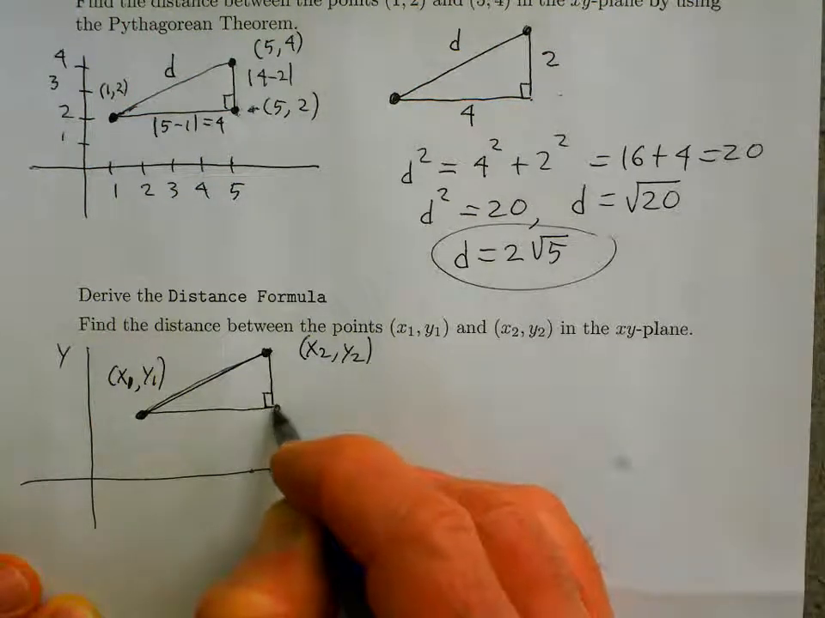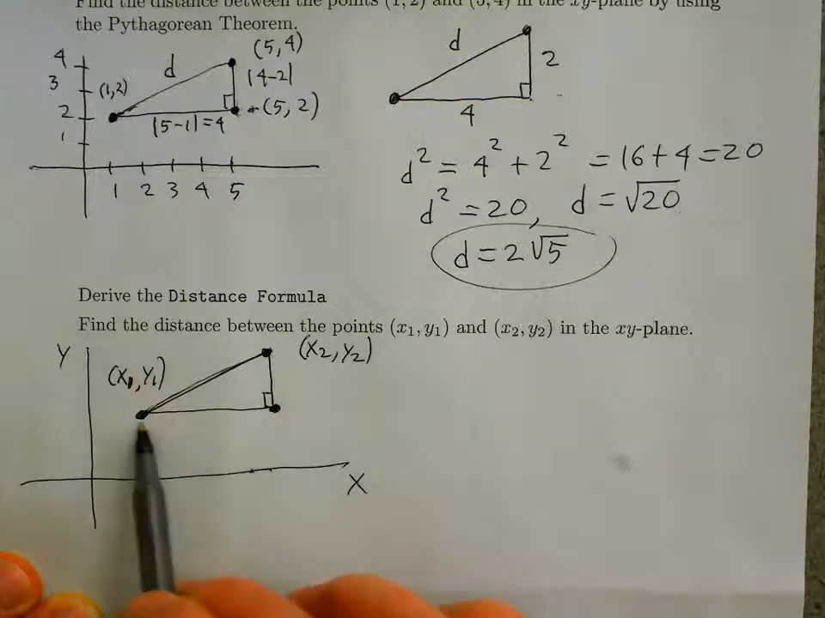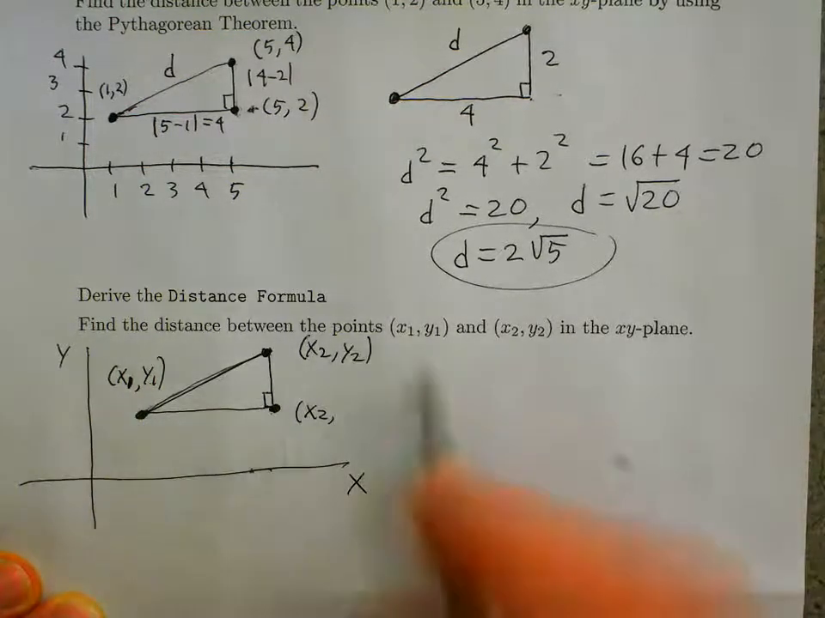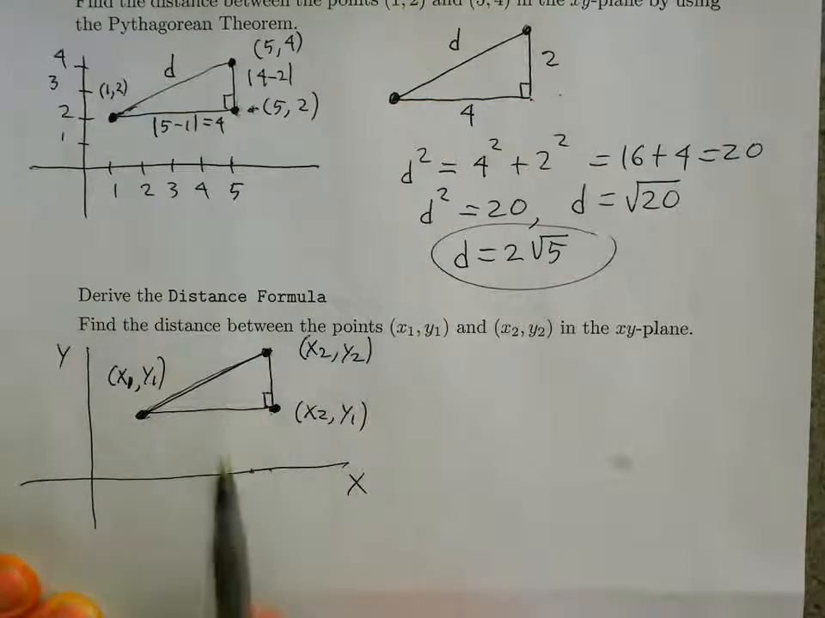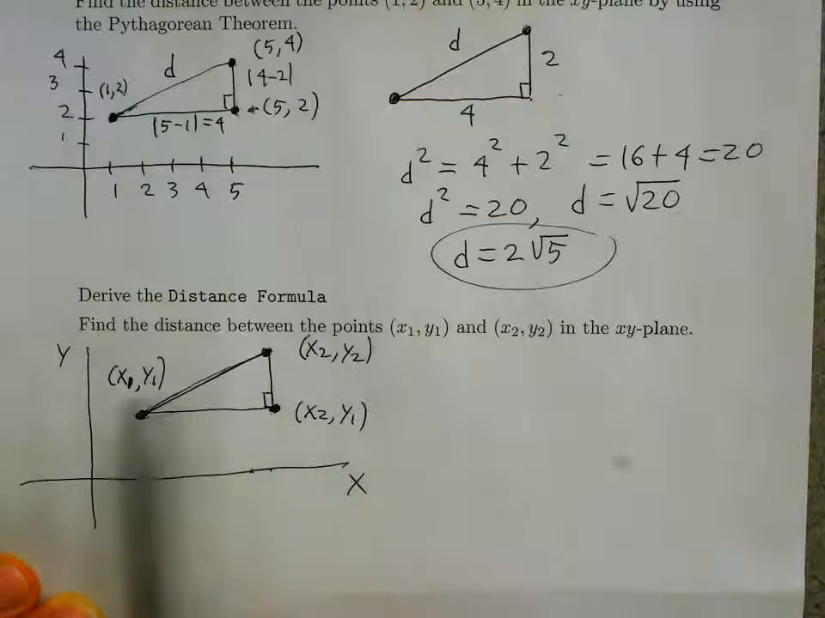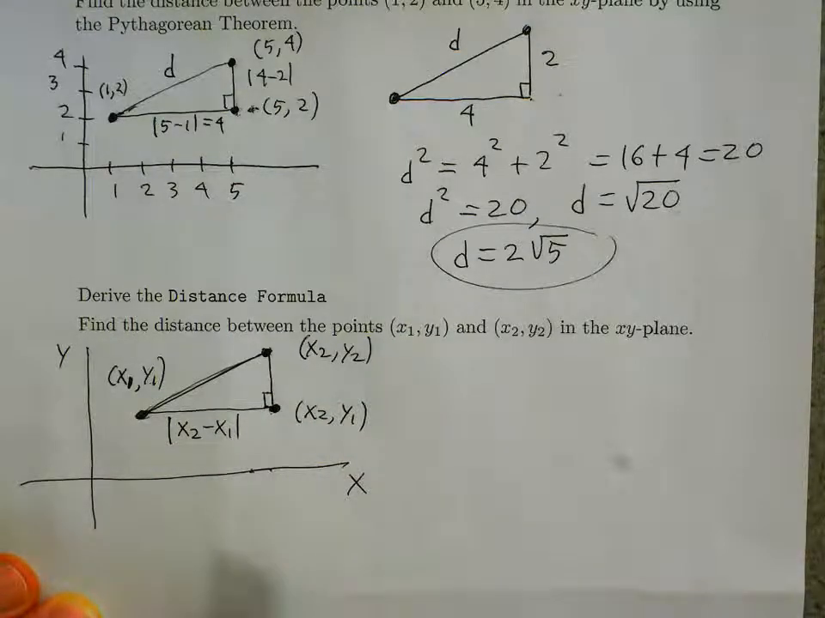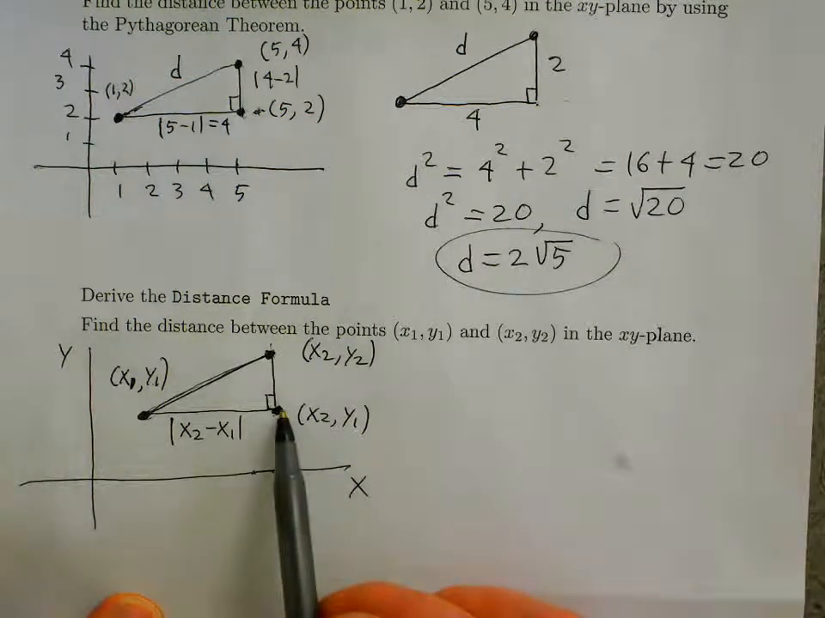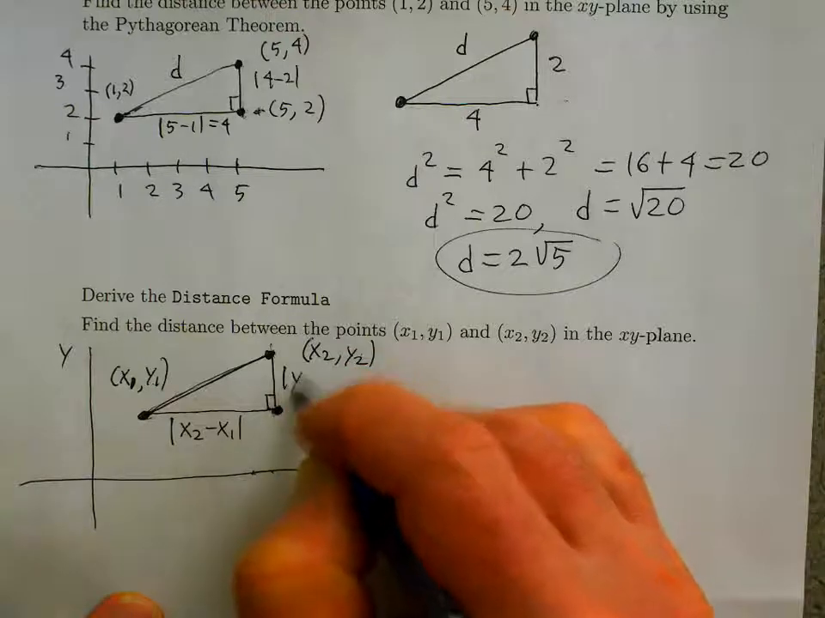Okay, so we'll use the same idea. The coordinates of this point on the right triangle, the vertex of the right angle: this x coordinate is x2, and the y coordinate is y1. And so the length of the horizontal side can be represented by the absolute value of the difference of the x coordinates, so the absolute value of x2 minus x1, or the absolute value of x1 minus x2. Either way it's going to give you the same result. And then the length of the vertical side is the absolute value of the difference of the y-coordinates. So we can write the absolute value of y2 minus y1.